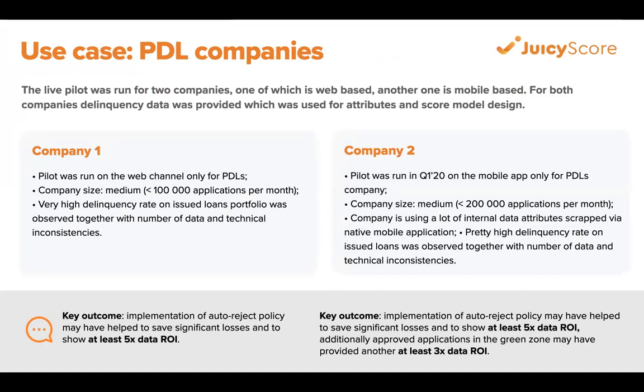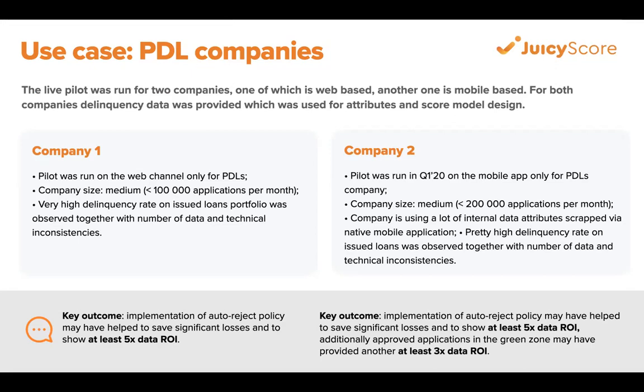The pilot was run on a web channel for PDLs. The company size is medium, with less than 100,000 applications per month. It has a very high delinquency rate on the issued loans portfolio, observed together with a number of data and technical inconsistencies. And what was the key outcome? The implementation of an auto-reject policy may have helped to save significant losses and show at least 5 times data ROI for the first company.